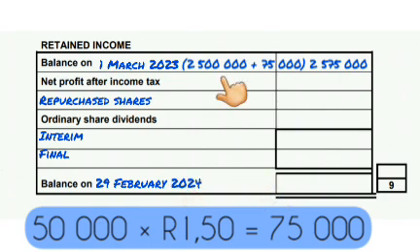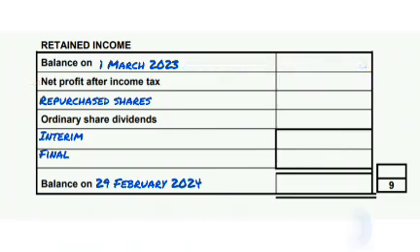So there in bracket on 1 March 2023, I take that balance of 2,500,000, I add back the 75,000 I just calculated, and it gives me my balance at the beginning of the year of 2,575,000. Please replay that until it sinks in for you. Meanwhile, we move on to the net profit after income tax.